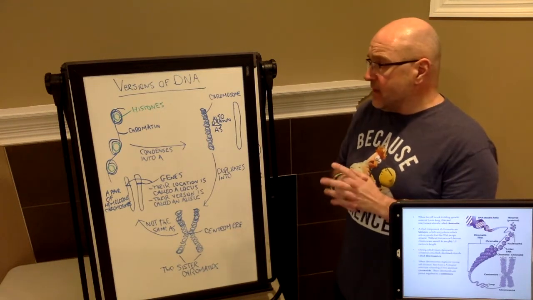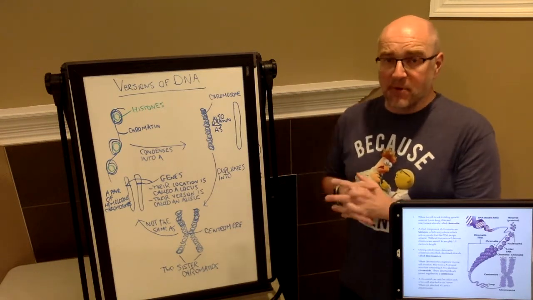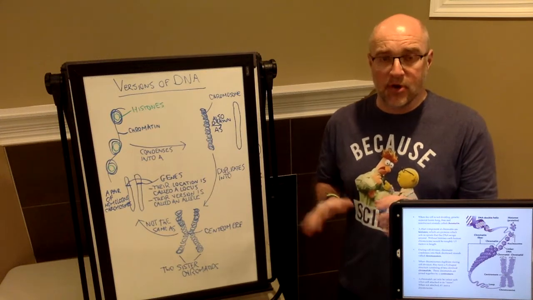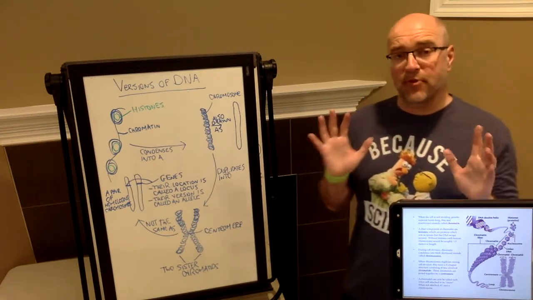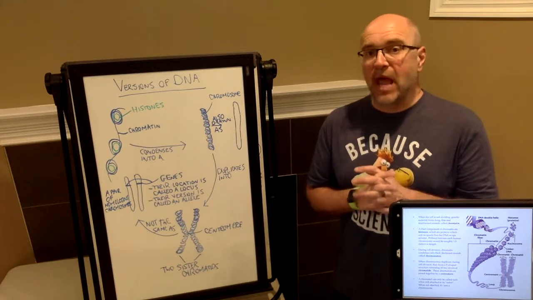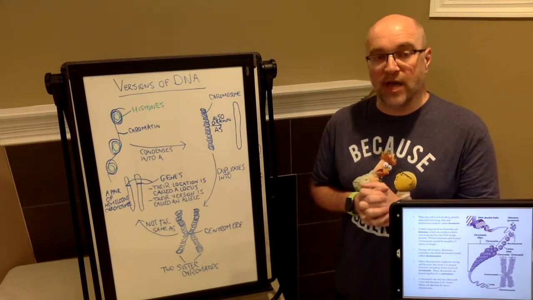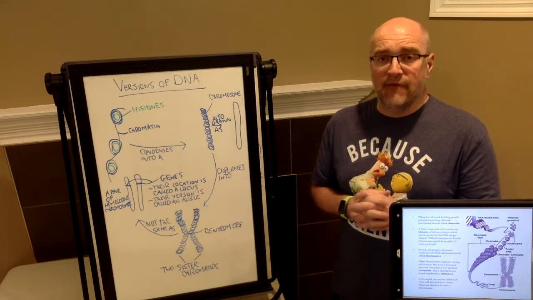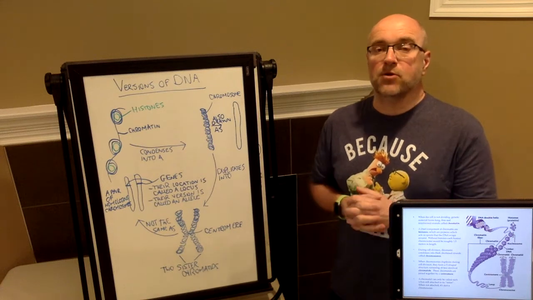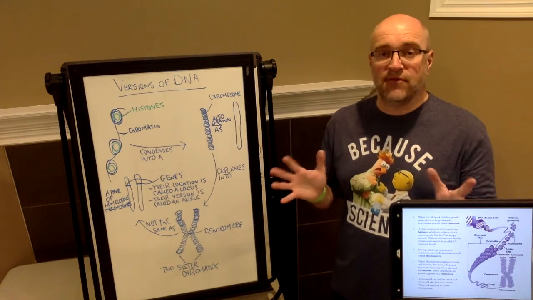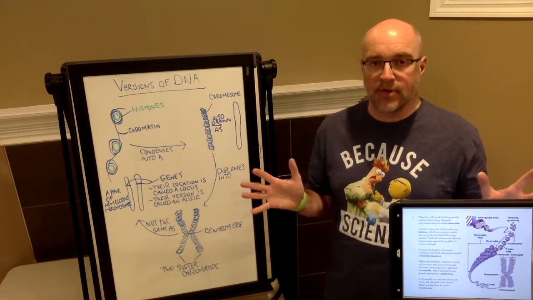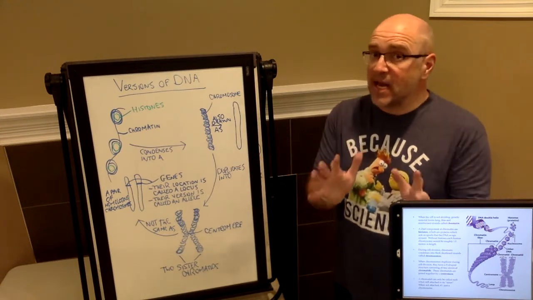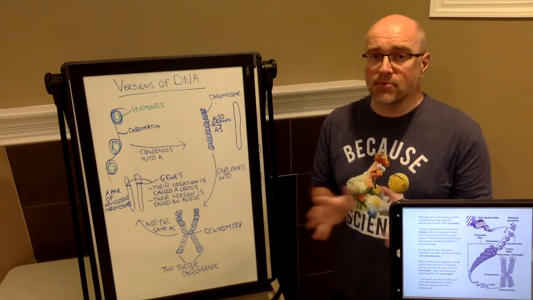DNA itself, there's lots of versions of DNA. And when most people think of DNA, they think of chromosomes. That's the term most people think of when they think of DNA, that we have chromosomes in our cells. Well, we do, but only at certain points of a cell's life cycle will there be chromosomes. For the majority of the life cycle of the cell, there are no chromosomes in the cell. There is genetic material, there is DNA, but we don't call them chromosomes.